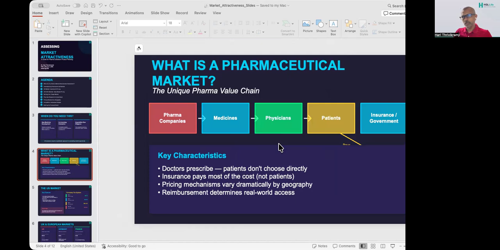Now, what is a pharmaceutical market? When you normally say market, at its simplest, it's a place where people buy and sell things. But pharmaceutical markets have some unique characteristics that make them very different from consumer goods. So the pharma companies sell medicines, but patients are not the buyers. They may pay the money, or at least a part of the cost, but the decision makers are the doctors. They have to prescribe these medicines first before a patient can go and buy it.